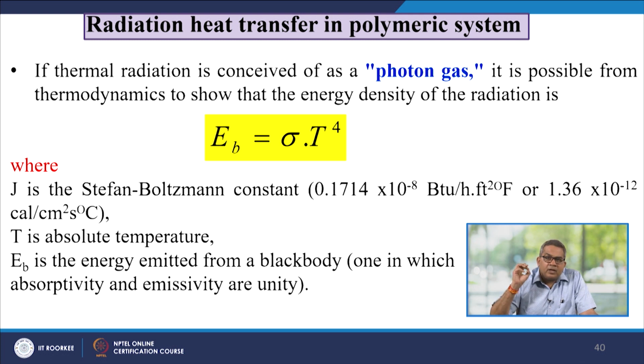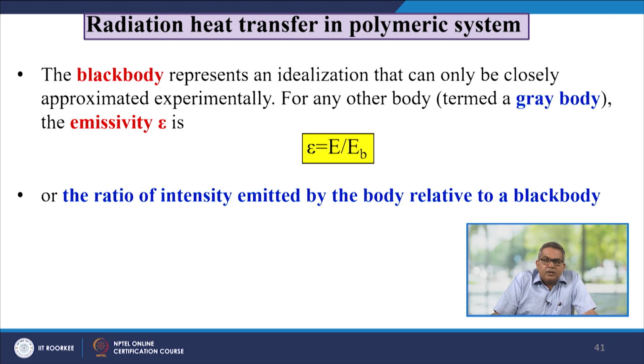So if the thermal radiation is conceived as a photon gas, it is possible from thermodynamics to show that the energy density of the radiation is E_B equal to sigma T to the power 4. Sigma is the Stefan-Boltzmann constant, T is the absolute temperature, E_B is the energy emitted from a black body, one in which the absorptivity and emissivity are unity. So the black body represents the idealization that can only be closely approximated experimentally.